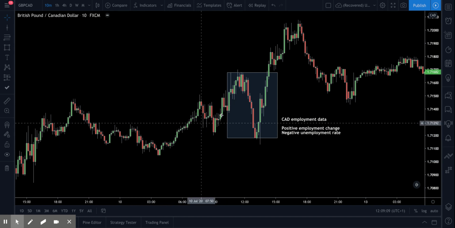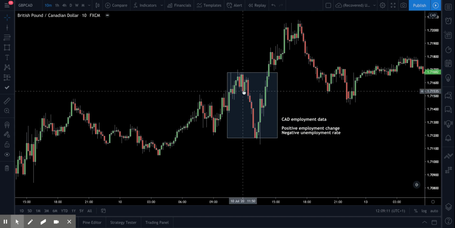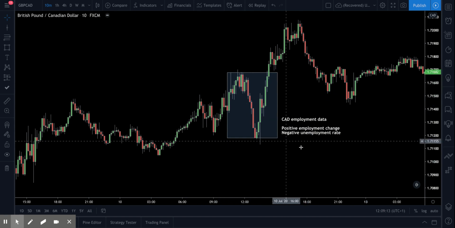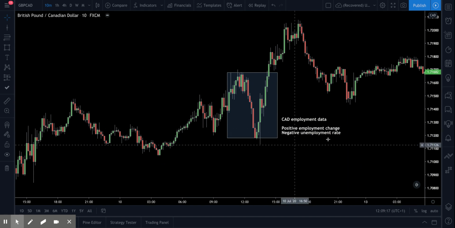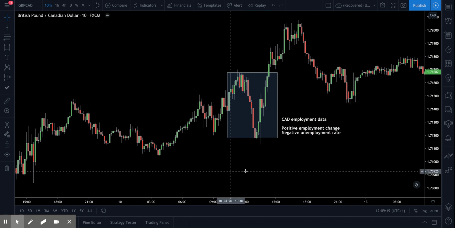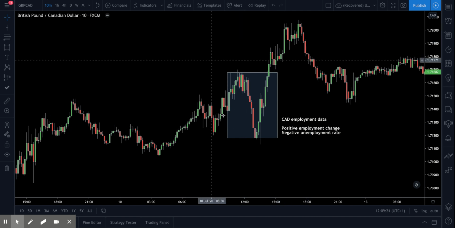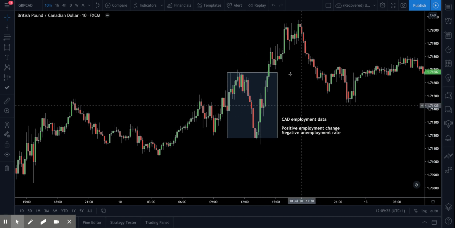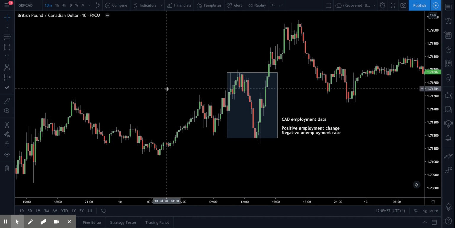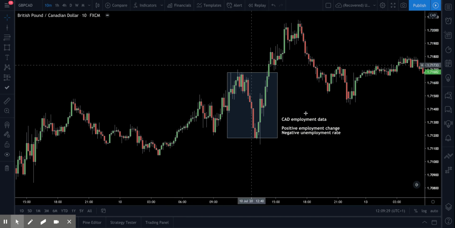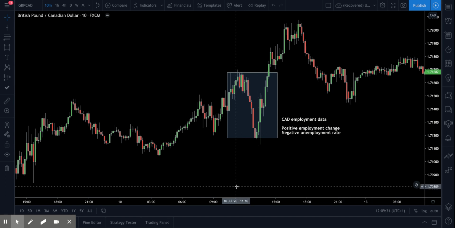So what we saw here was the release of some Canadian employment data, and the employment data was employment change and unemployment rate. Employment change shows the amount of new jobs formed within 1 month, and the unemployment rate shows the overall amount of the able working population that is actually unemployed at that time.